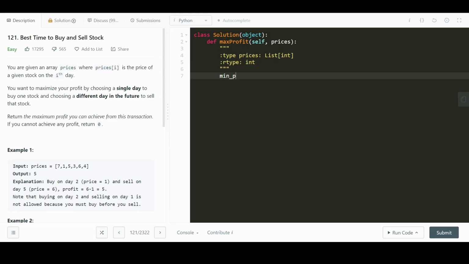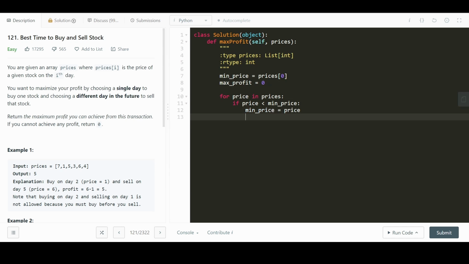Okay, first thing we do is define our minimum price, and that's first going to be initialized to prices at 0. Then we're going to define our maximum profit variable, which is going to start out at 0. And then we're going to loop through for each price in prices. If the current price is less than the minimum price, we reset minimum price to be price. Else, if the current price is greater than the minimum price, max profit equals the maximum of itself, or price minus min price. And then at the end, we just return max profit.